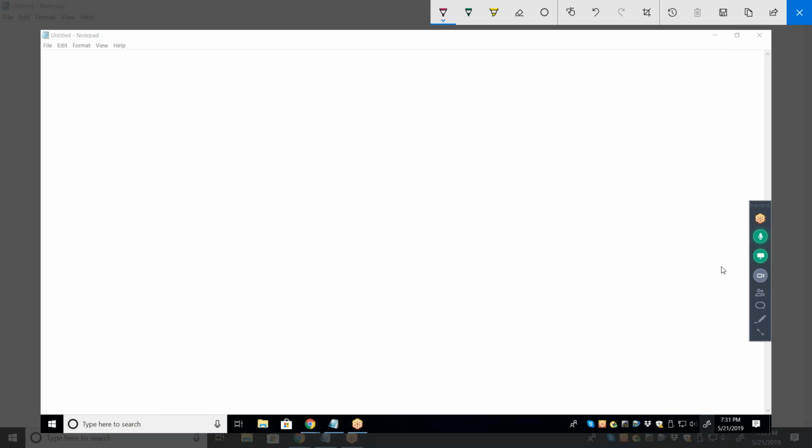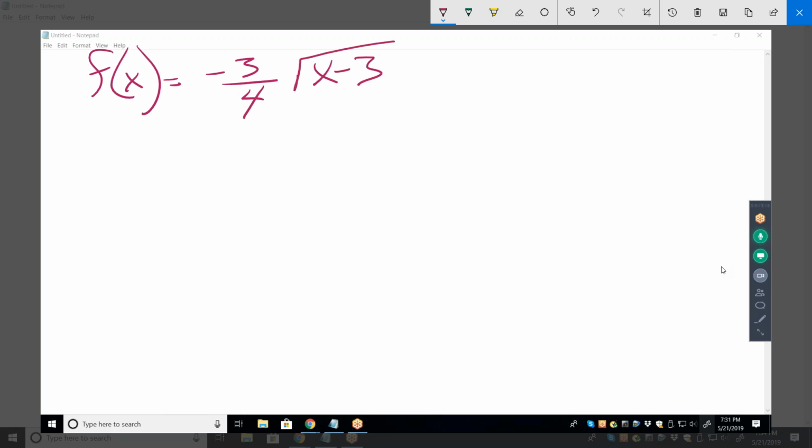And so it's the same thing, and this time it's f of x is equal to negative 3 over 4 square root of x minus 3. Its parent function is y equals the square root of x.